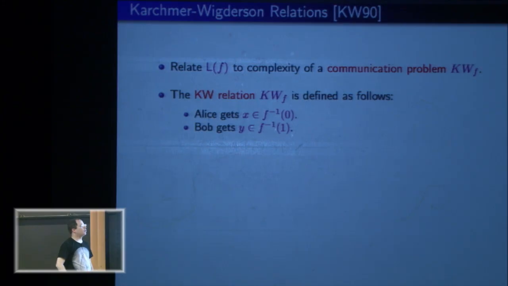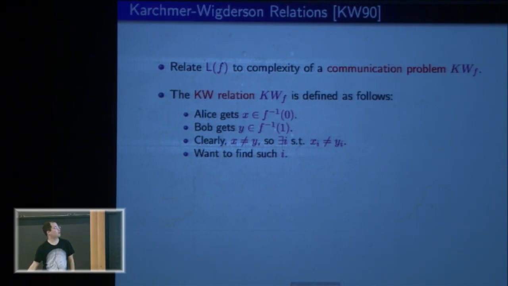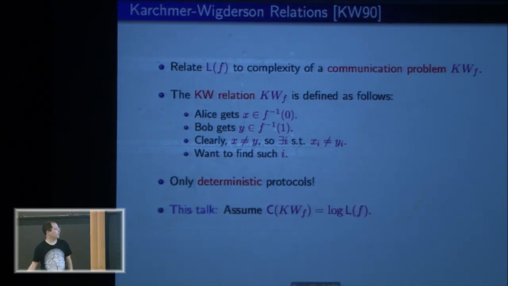Well, the communication problem is as follows. We have this function f, and Alice gets an input x on which f outputs 0. And similarly, Bob gets a string y on which f outputs 1. Now, obviously, those strings are two different strings, so Alice and Bob want to find the coordinate i on which x and y differ. And now, again, we also need to consider deterministic protocols.